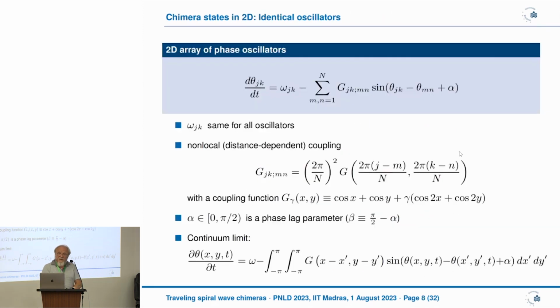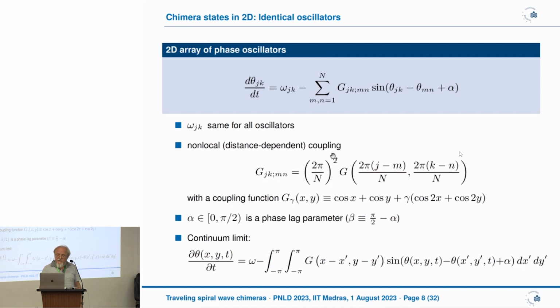So let's talk about two-dimensional arrays of these phase oscillators. So this is an example of what I mean. This is the discrete version of the problem. These indices J and K label locations of the oscillators in the x direction and locations in the y direction. Here are the frequencies of each of these oscillators. Here is this coupling function that I already mentioned, and here is that important phase lag, okay? So that's an obvious generalization of the 1D case.